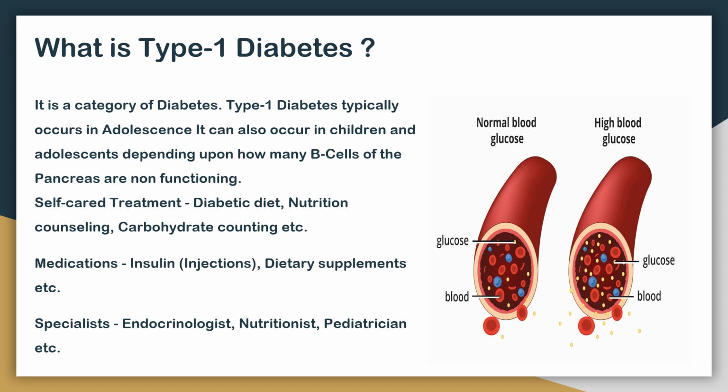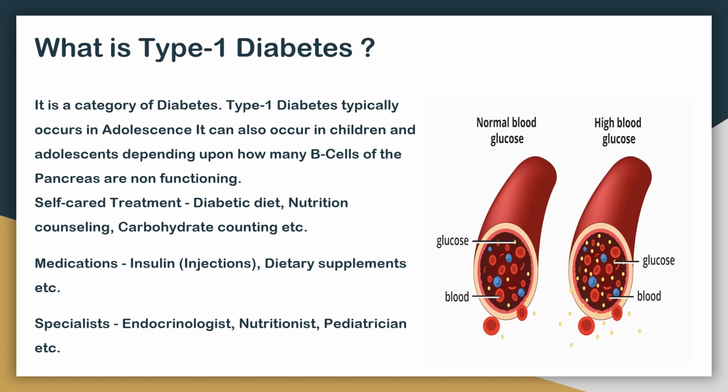Now, self care treatment. If you do not want to go to the doctor, you refrain from going to the hospital, you can have a diabetic diet, like less sugars or less carbohydrates. Nutrition counseling, you can ask your elders if you are a child. If you are an adult, you can think and set your diet accordingly. And carbohydrate counting, how much carbohydrate do you consume every day?